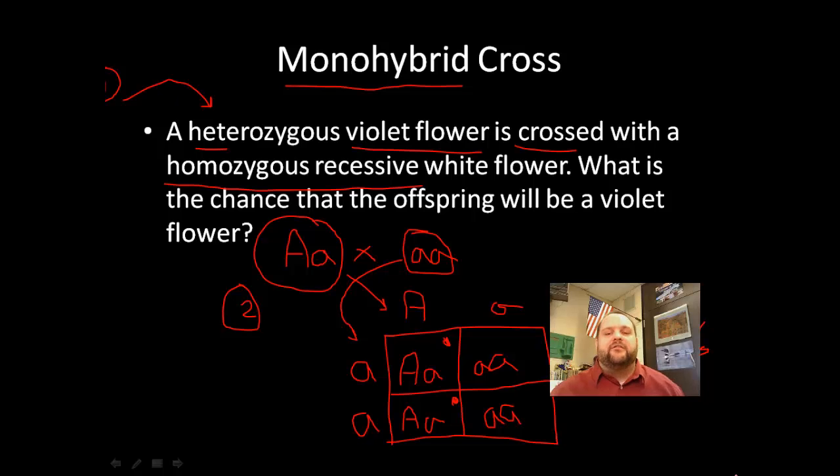You'll have a 50% chance of these two flowers breeding and producing another plant that has violet flowers. Okay? That's a monohybrid cross. So we're only looking at one trait. That's a great place to start. We'll deal with monohybrid cross problems in class, but that's where we'll start.